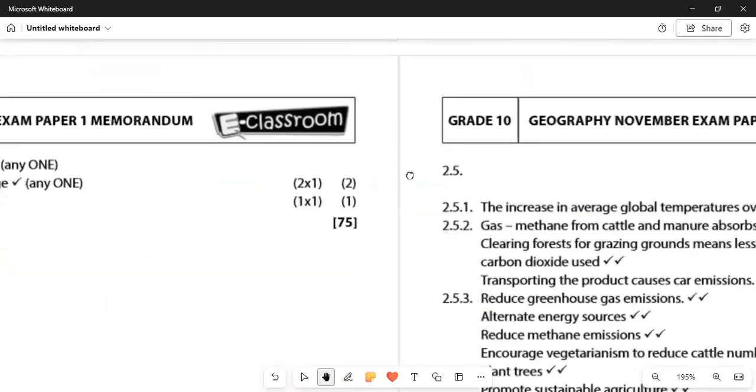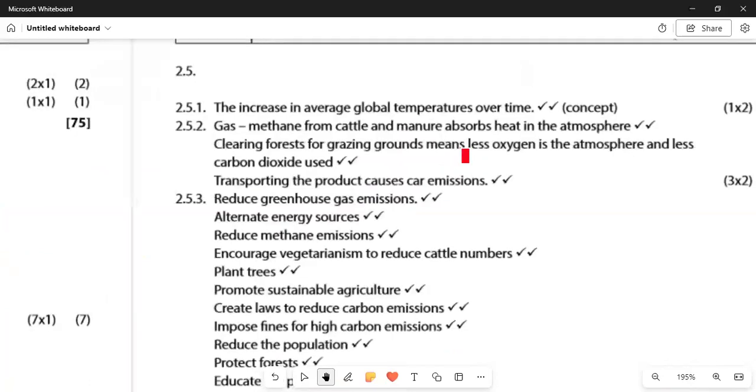Okay, so how does the cattle contribute to global warming? Number one, because of the gas. We are saying that the methane from the cattle and the manure absorbs the heat in the atmosphere. The clearing of forest for grazing grounds means less oxygen in the atmosphere and less carbon dioxide is therefore used because of the heat. And then the other aspect can be that transporting the products causes car emission. So there's too much transportation that is taking place.